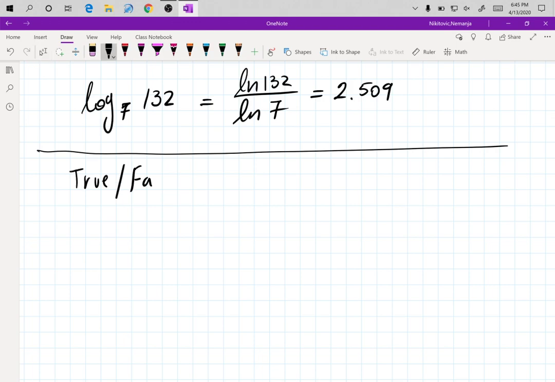True, false. It says on problem, let's say 93, doesn't matter. Log of 10 to the x, times x, equals x squared? True or false?